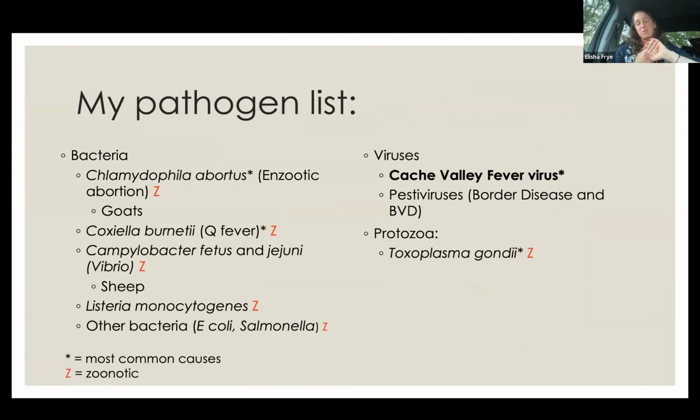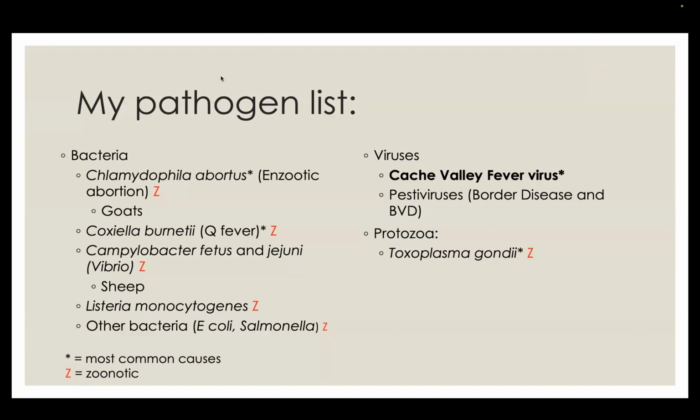Listeria is a bacteria that's found in soil and likes cold temperatures. There's no vaccine for that one. And then the viruses, Cache Valley, which I just mentioned, there's no vaccine. And then pestiviruses, border disease, and BVD. BVD is bovine viral diarrhea. That is more of a cow disease, and there are cow vaccines, but I don't think anyone's using that in small ruminants because it's very rare. And then toxoplasma, you've probably heard of. That's actually a parasite that's transmitted by cat feces, and there's no vaccine for that either. So we are somewhat limited, I think, in the small ruminant world for preventing abortion with vaccine.